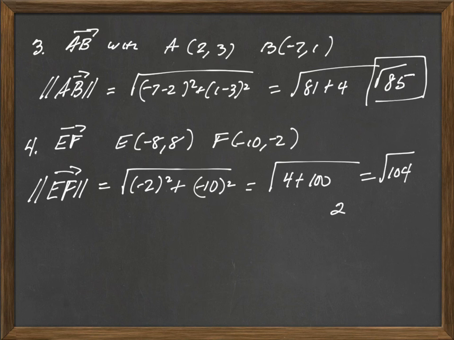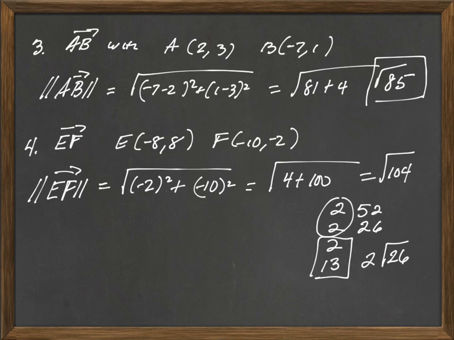Let's see if we can break this up. This is 2 times 52, and 2 times 26, and then that's 2 and 13. So we can pull a 2 out, and the rest would be the square root of 26. So 2 square root of 26 would be number 4.